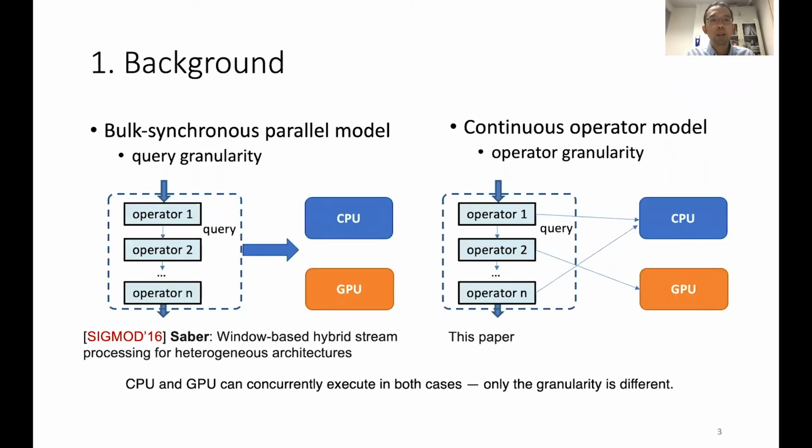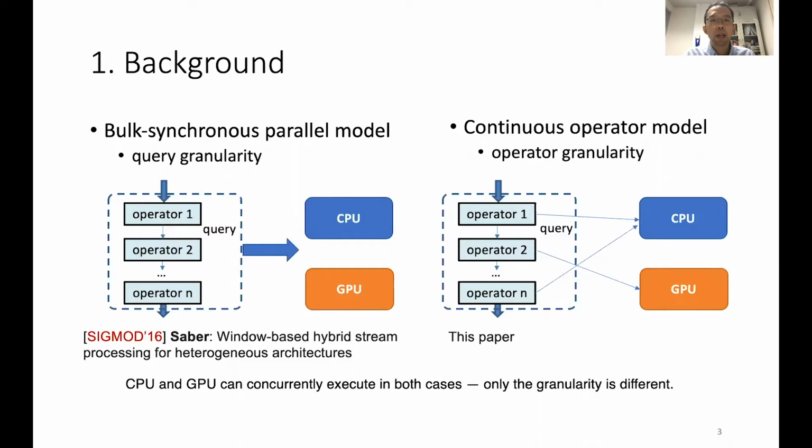First, let's look at two important concepts in stream processing: bulk synchronous parallel model and continuous operator model. The bulk synchronous parallel model is conducted on the query granularity, where the whole query with multiple operators on each batch of input data is dispatched on one device. SABA is an excellent work from SIGMOD 16 and takes this model.